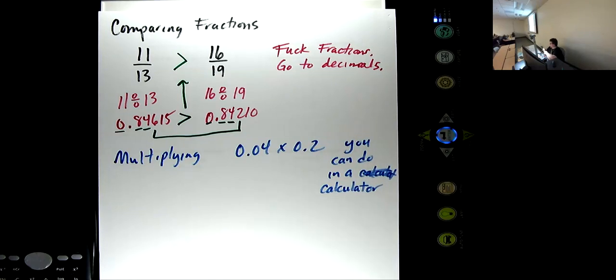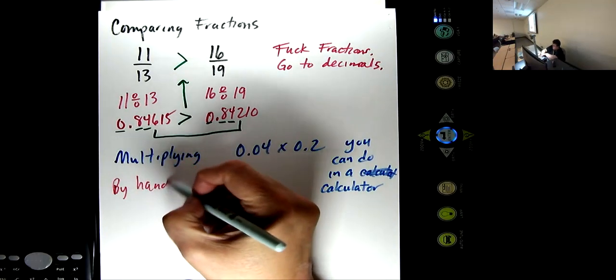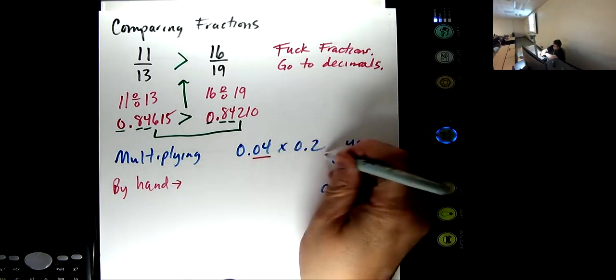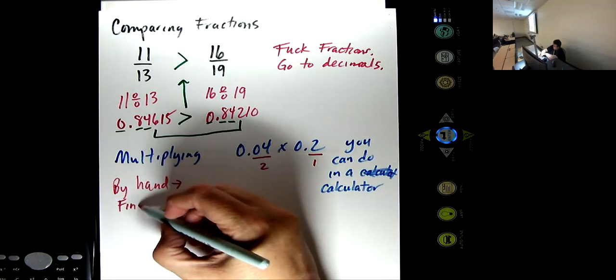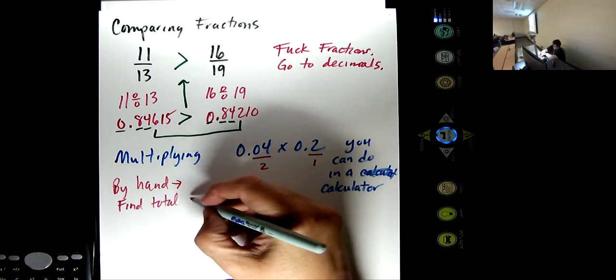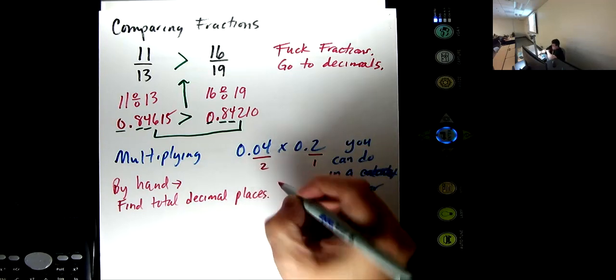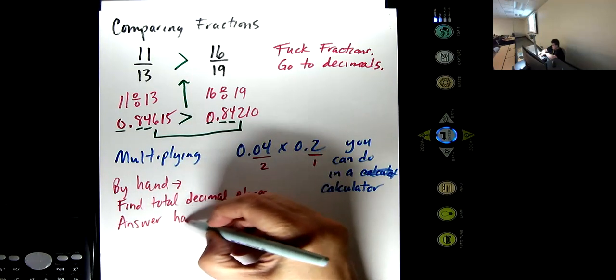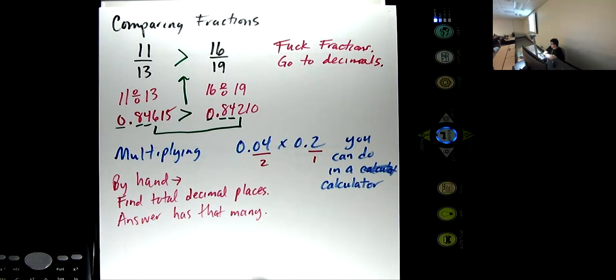This is one of those I would do by hand myself. If you want to do it by hand, find out how many total decimal places there are. There's 2 there, there's 1 there. Find total decimal places, and our answer will have that many. Then just multiply the numbers.